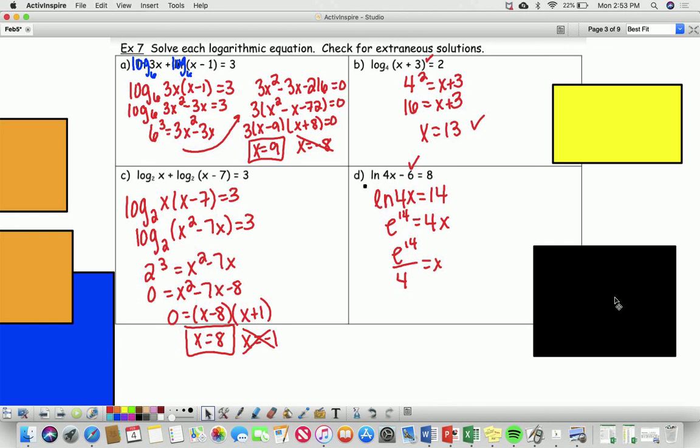Okay, so the next thing is what you're going to see next year in pre-cal. So I want you to pause me and try to solve it. I will give you a hint. You're going to need to rewrite them as natural logs. That's my hint for you. So pause me. Try it.